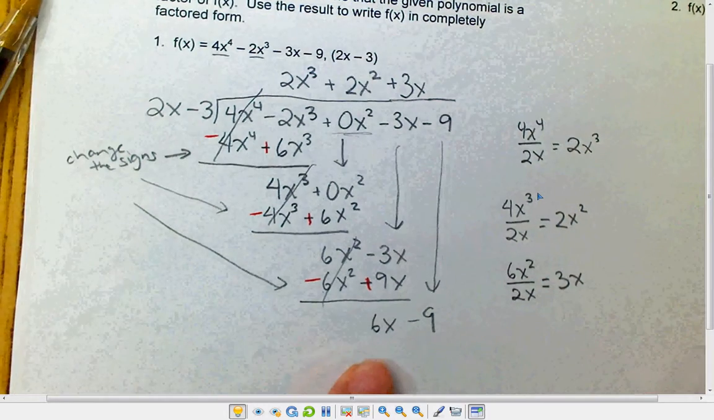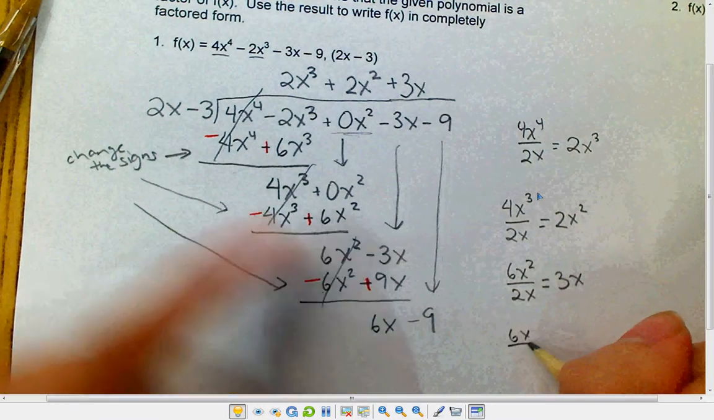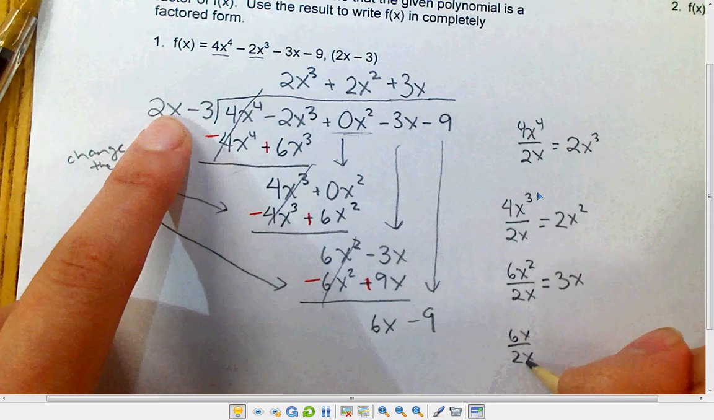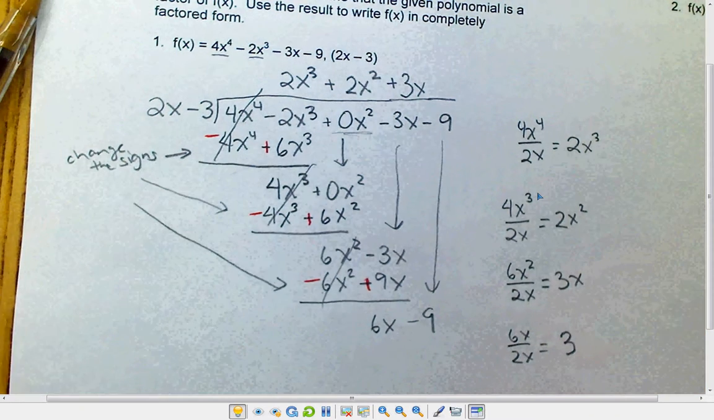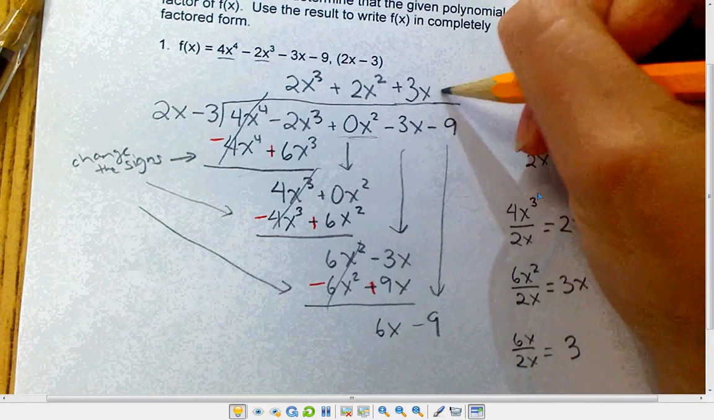So this is our last time we're going to do this. We have 6x divided by, again, the first term, which is 2x. 6 divided by 2 gives me 3. x divided by x leaves me with nothing. So now I'm going to have a positive 3 up here, plus 3.